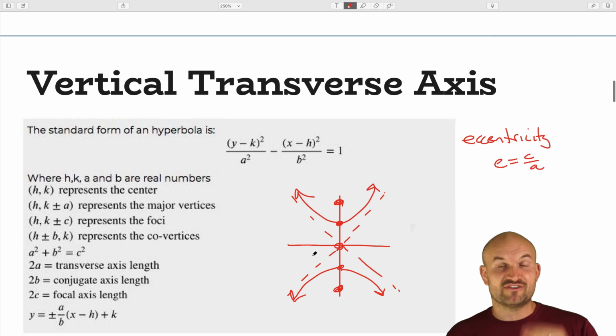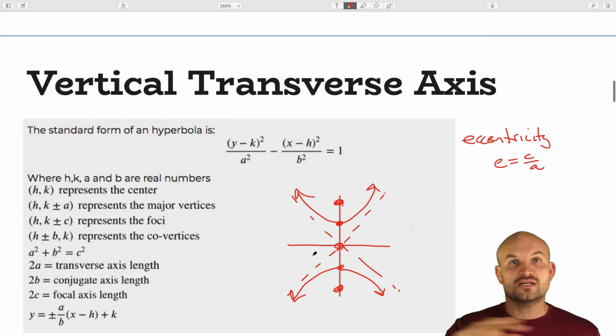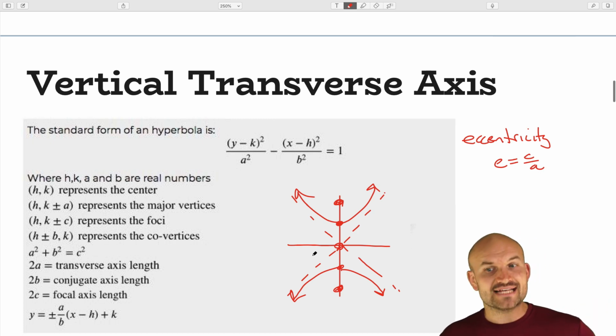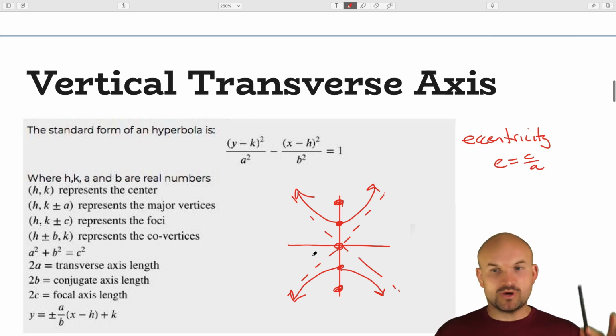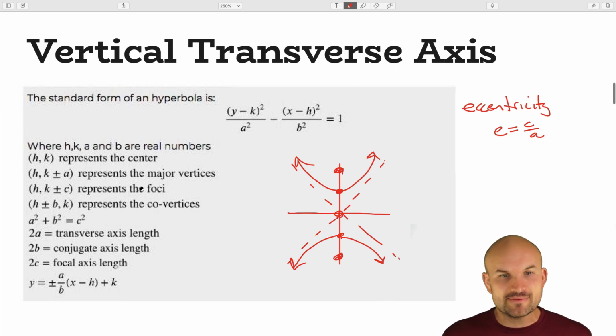So now you can see we have a vertical transverse axis. The vertices and your foci are all going to lie vertically. Your co-vertices are going to lie on your conjugate axis, which is horizontal. You're still going to have the same asymptotes as well that your graph is going to approach. The one I did a little bit better for them approaching here. Eccentricity is still the same thing.